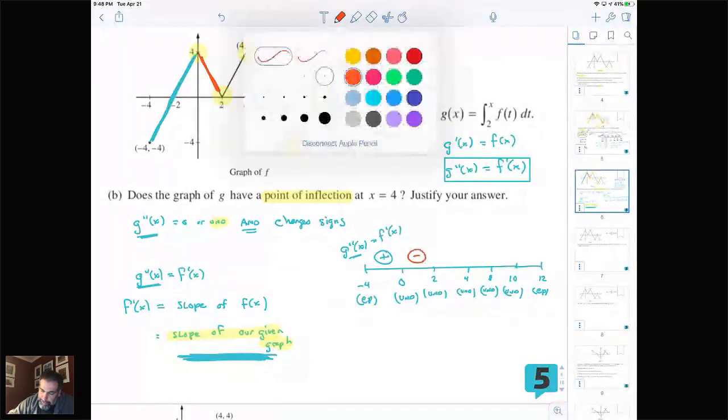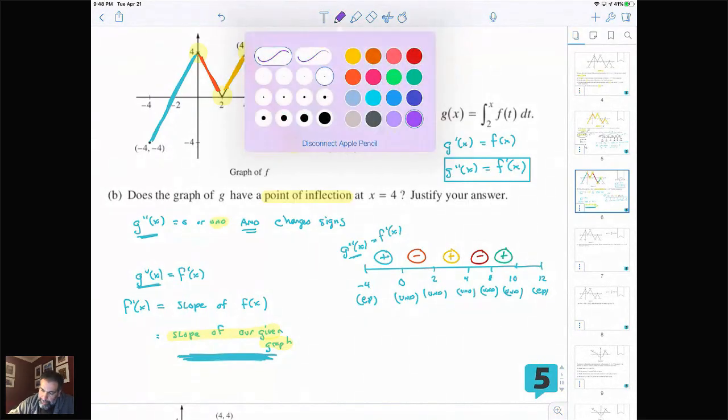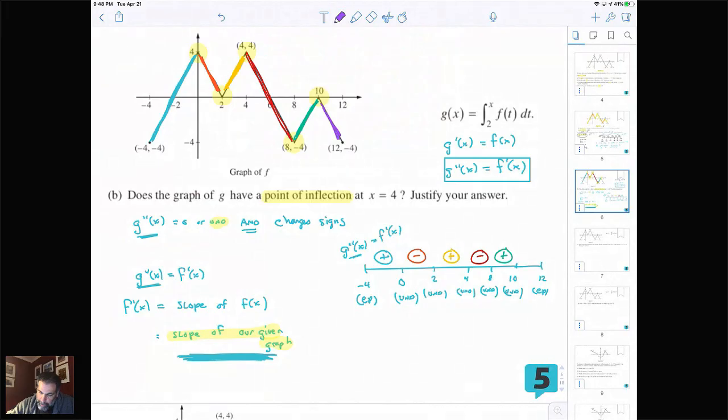The next interval, I'm going to go here, and the slope of our graph in this region is positive, and that's from 2 to 4. Then the next one, I'm going to go from here to here, and that's from 4 to 8, and the slope of our graph is negative. Then the next interval, I'm going from 8 to 10, and the slope of our graph is positive. And the last interval, I'm going from 10 to 12, and the slope of our graph is negative.